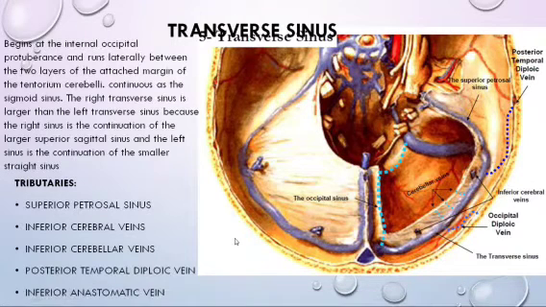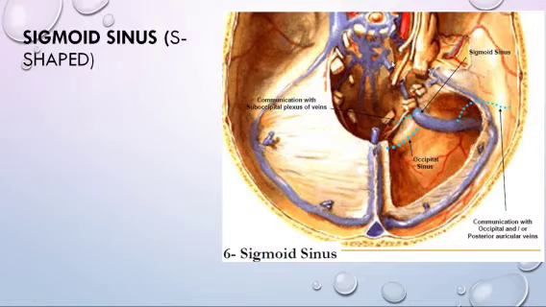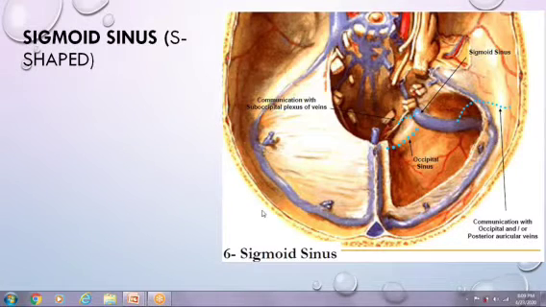Okay. So now I'll continue with the sigmoid sinus. So sigmoid means S-shaped. You know the sigmoid sinus lies in the sigmoid sulcus between the petrous part of temporal bone and the occipital bone here. This is the sigmoid sinus. Actually, the sigmoid sinus is the continuation of the transverse sinus. It ends as the internal jugular vein.